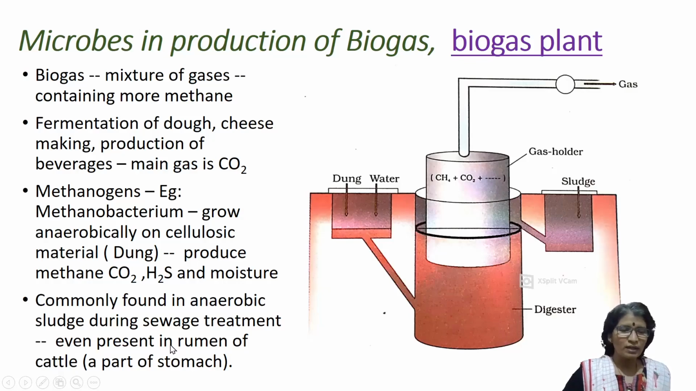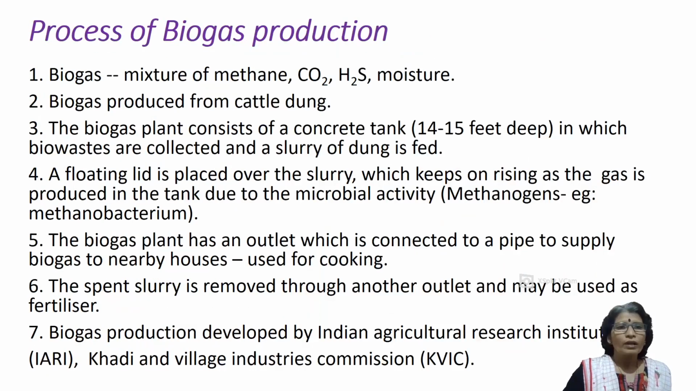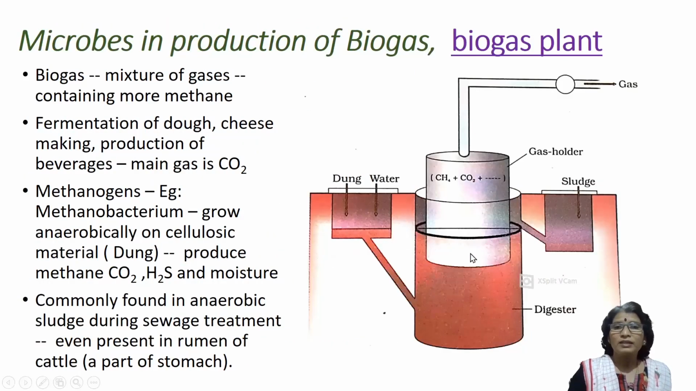So that is why there is no use of these methanogens in our stomach. Only the cattle rumen has these methanogen bacteria. And now you can see the structure of a biogas plant.